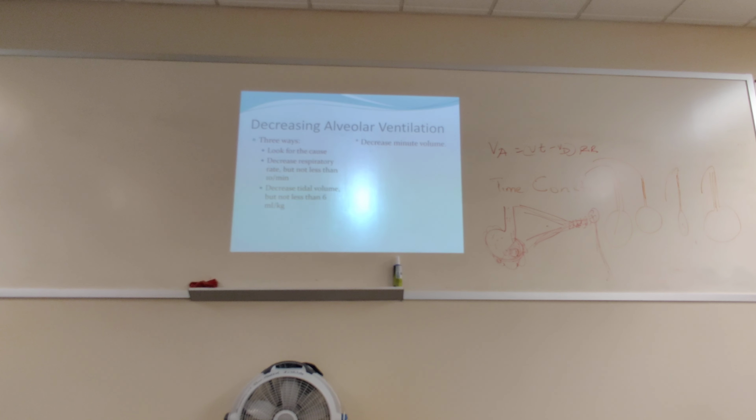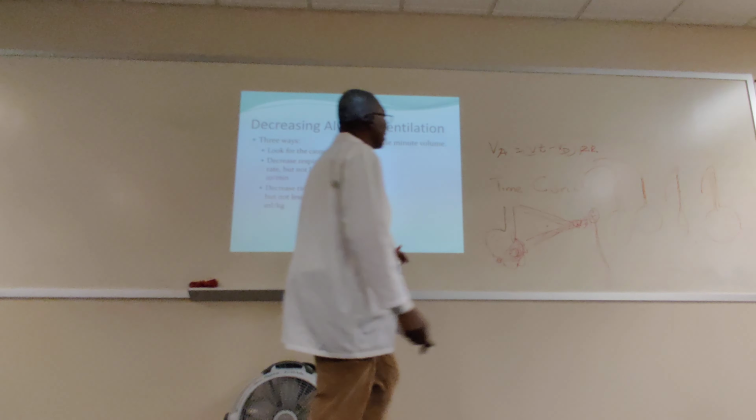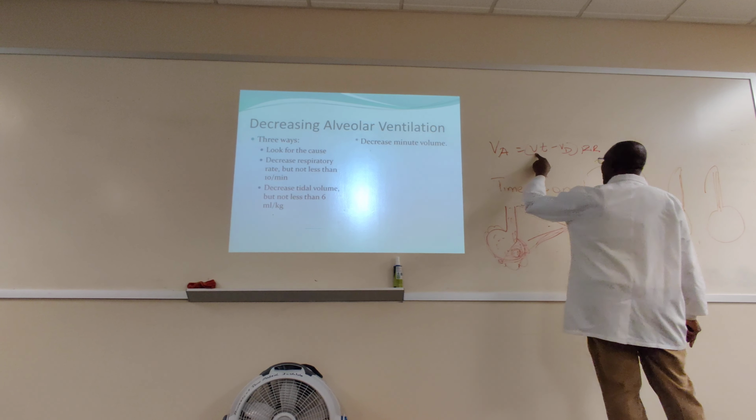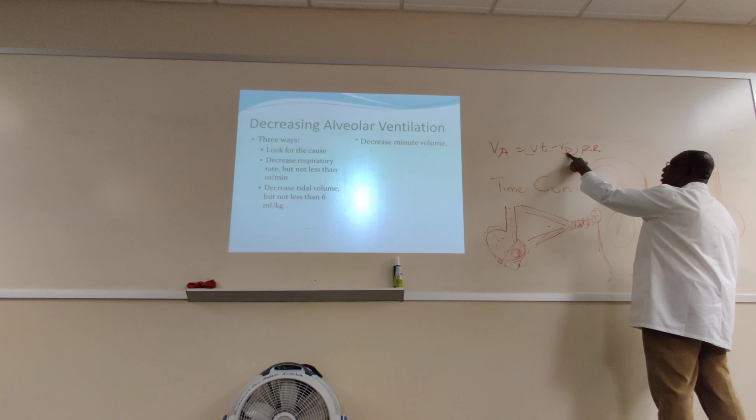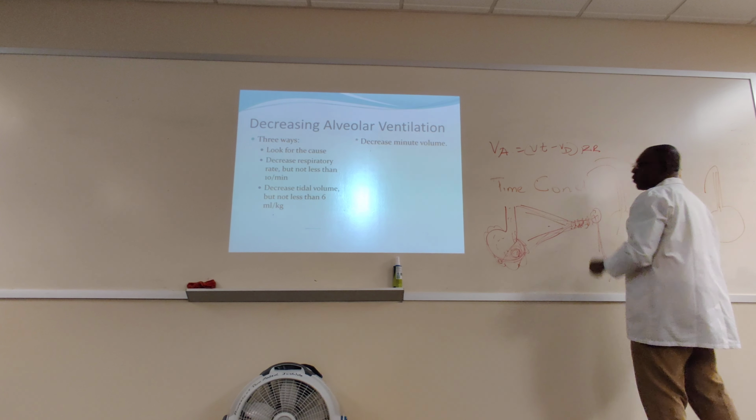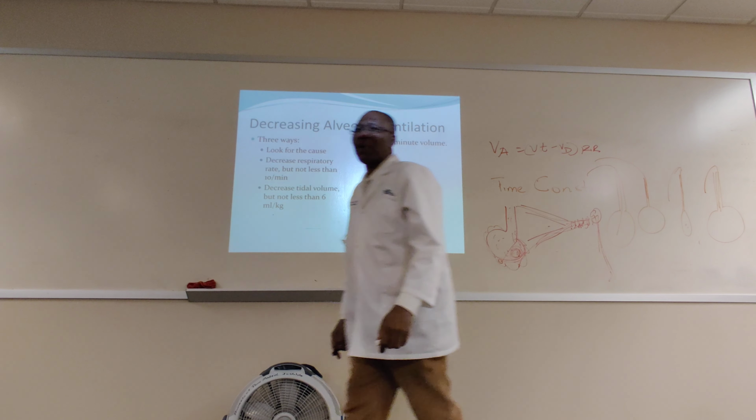Well, how do we decrease alveolar ventilation? If the CO2 is less than 35, alveolar ventilation is excessive. We need to decrease that. Okay? Here it is right here. 3 ways again. Decrease tidal volume, increase dead space, decrease respiratory rate. But which one would you do first?